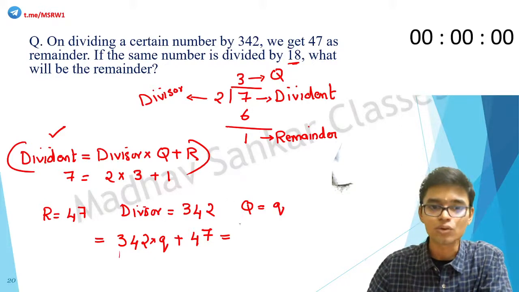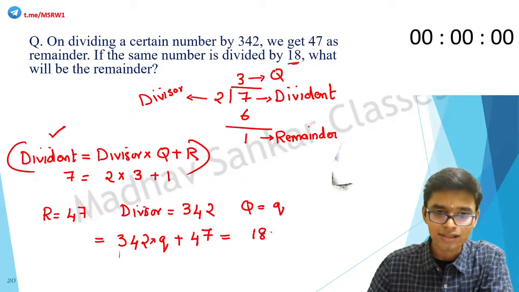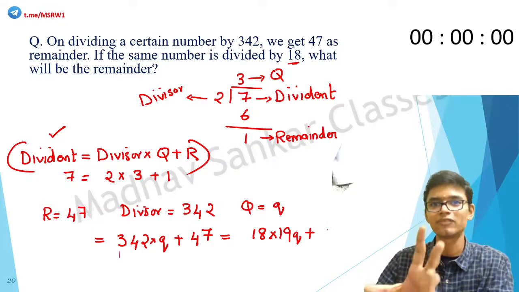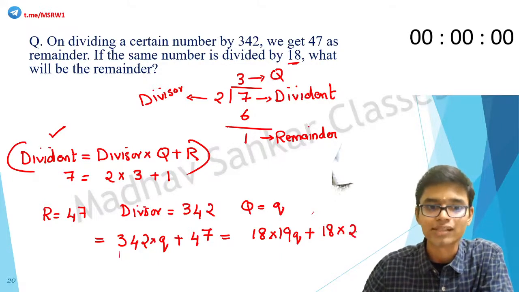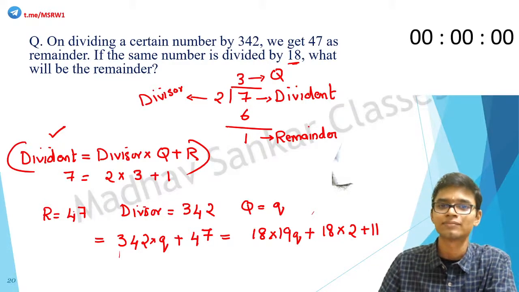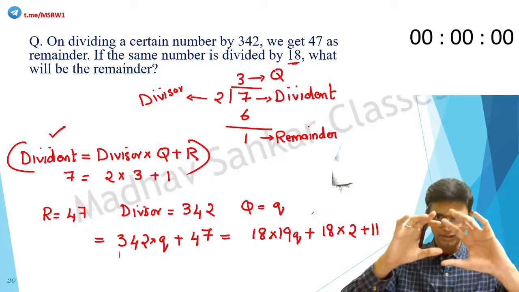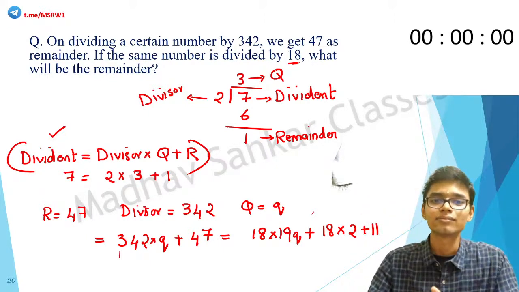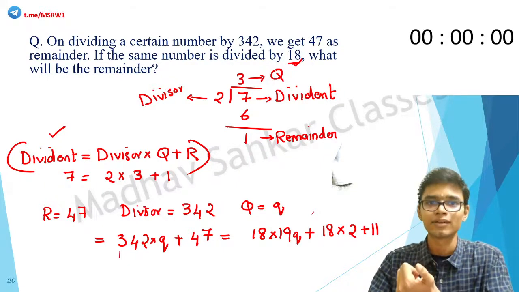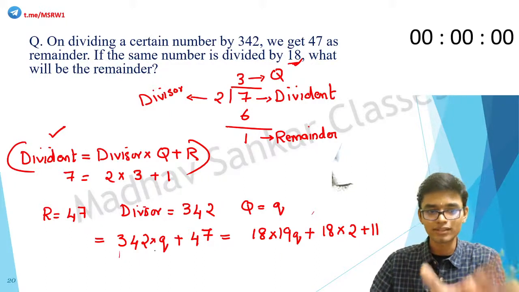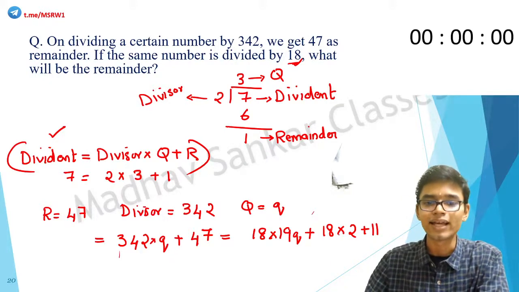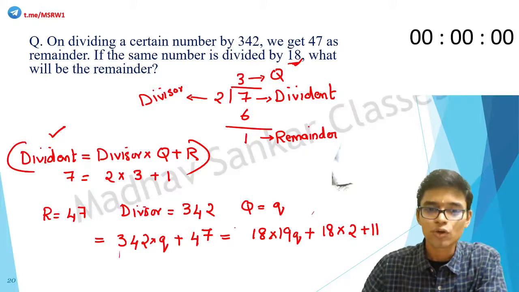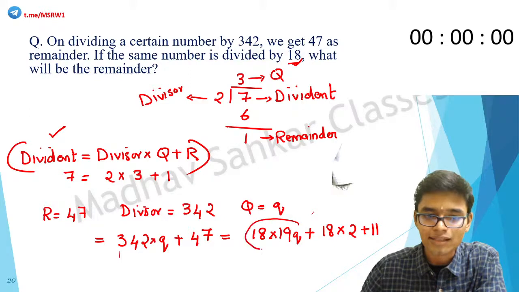So 342 can be written as 18 into 19, plus, how can we make 47 into something of 18? 18 into 2, 36, plus 11 is 47. This is how you do it. We have to convert that number in terms of the new divisor, that is 18. So it is 18 into 19 cube plus 18 into 2 plus 11. So this is now perfectly divisible by 18.